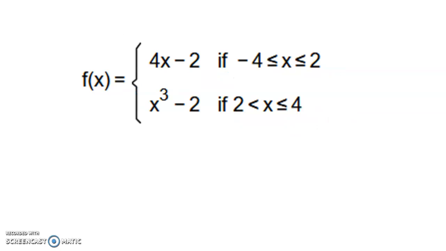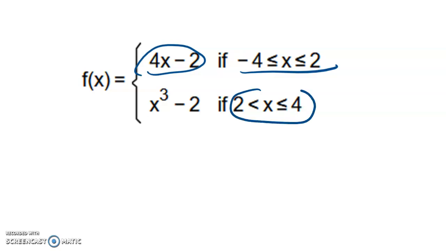Here is another piecewise defined function. When x is greater than negative 4 and less than or equal to 2, then the function value is defined as 4x minus 2. But when your x is greater than 2 and less than or equal to 4, then the function value is x cubed minus 2.